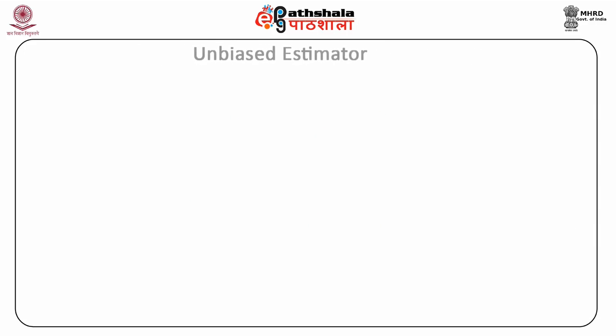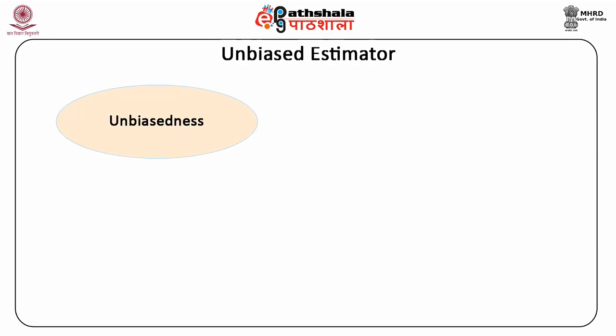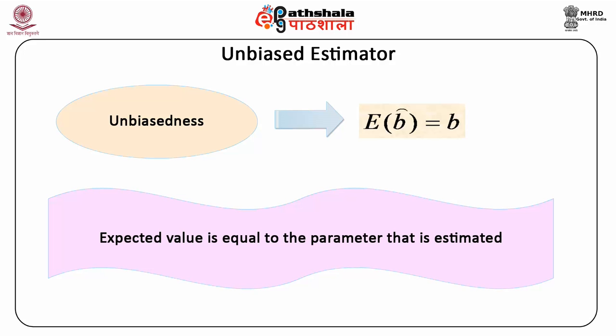Let us first understand the meaning of unbiased estimator. Mathematically, unbiasedness of the OLS estimator is: expectation of b hat is equal to b. The estimator b hat is unbiased, that is, its expected value is equal to the parameter that is estimated, b. The estimator b hat is a random variable.